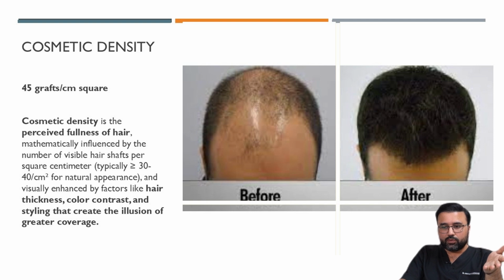What does perceived fullness mean? It is mathematically influenced by the number of visible hair shafts per square centimeter. Typically more than 30 to 40 grafts per centimeter square, if the hair caliber is 0.03 to 0.06 mm, is sufficient, and it is visually enhanced by factors like hair thickness, color contrast and styling that create the illusion of greater coverage.